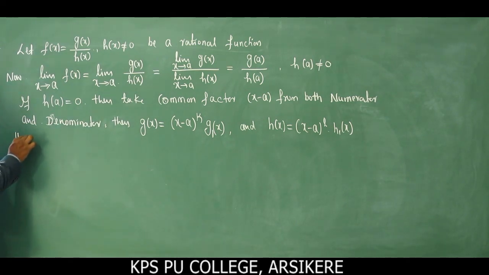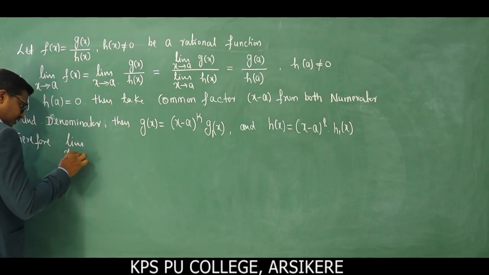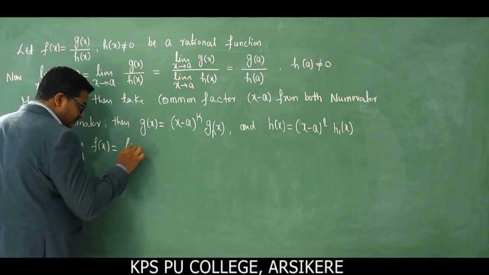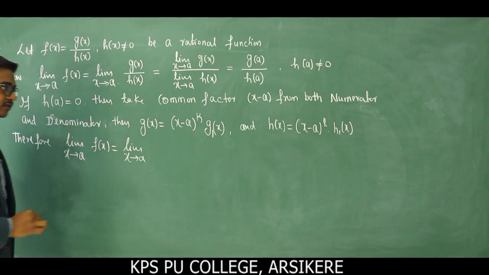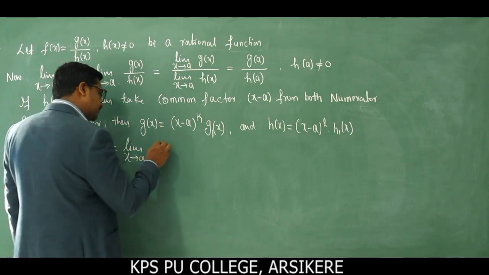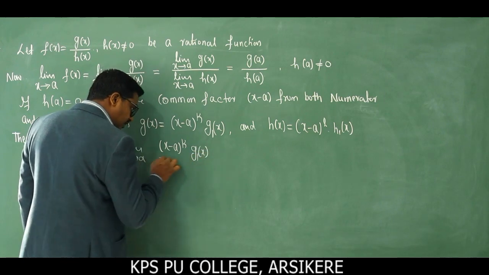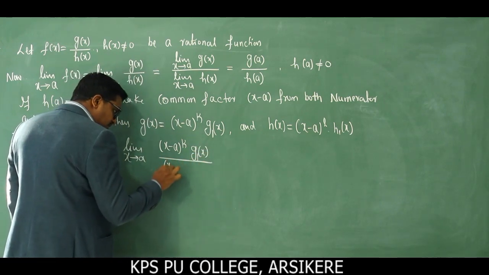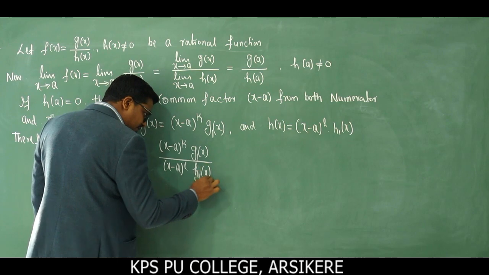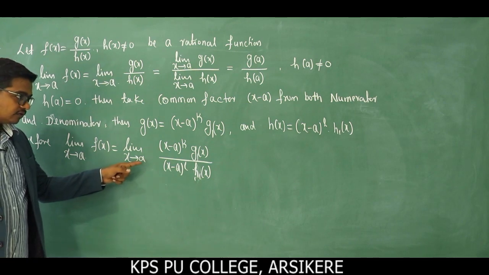Therefore, limit as x tends to a of f of x becomes limit as x tends to a of g of x, which we write as x minus a whole power k into g1 of x, divided by h of x, which becomes x minus a whole power l into h1 of x. Understood, children? Take a note up to here.